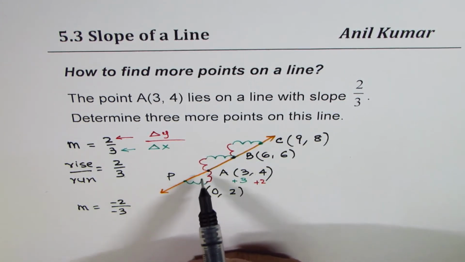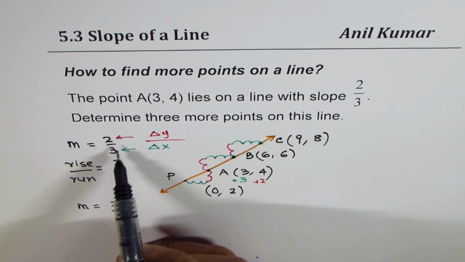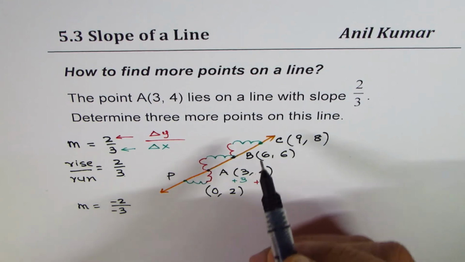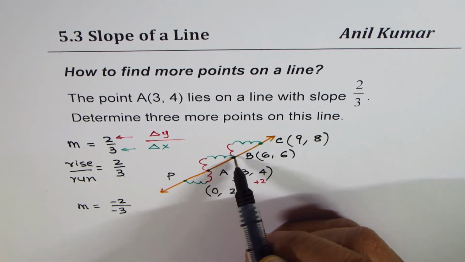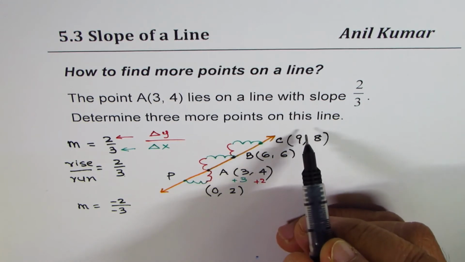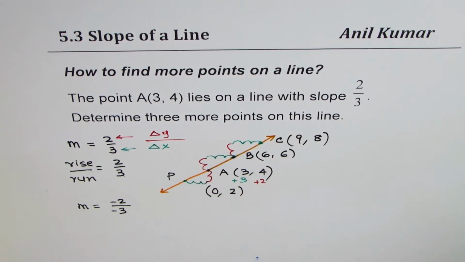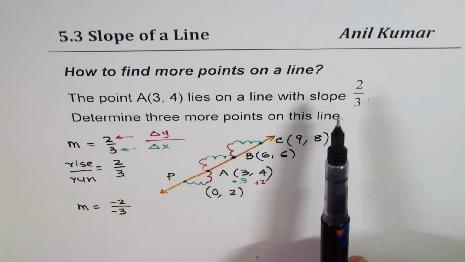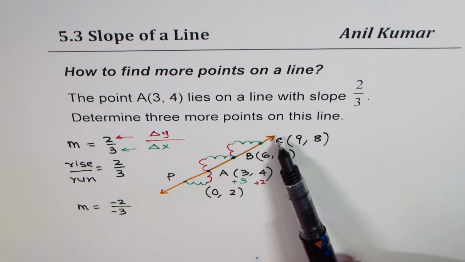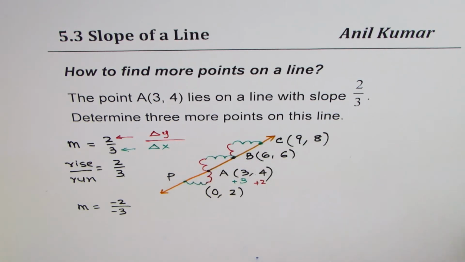Now for our convenience, we went by multiples so that we don't land up into fractions, right? But you can see like this, we can actually get the coordinates of each and every point on a line. Correct? So with this exercise, you understand how given one point and the slope, we can actually get coordinates of infinite number of points on a line.